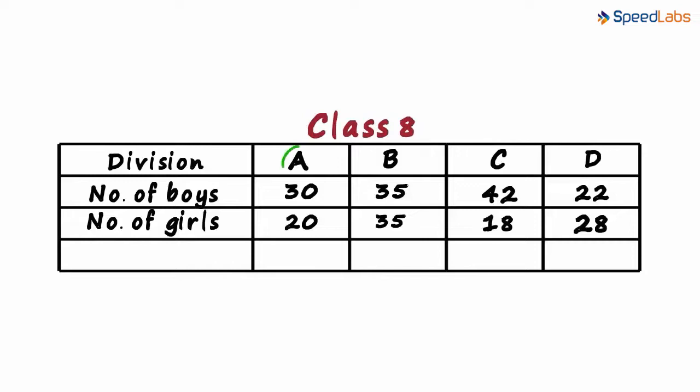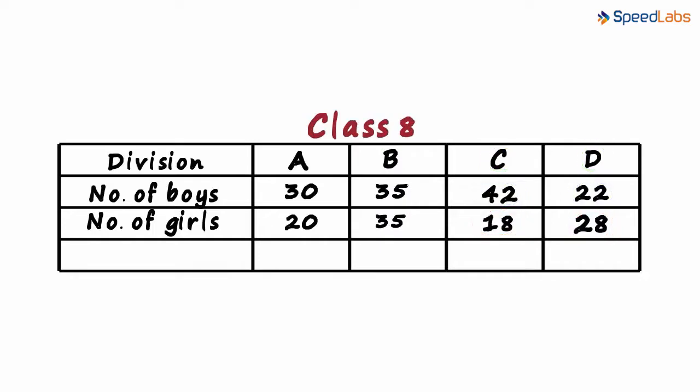We visited a particular school and looked at Class 8, which had 4 divisions: A, B, C and D. And we had to find the number of boys and girls in each division. This is the data we found: 30 boys and 20 girls in Division A, 35 boys and 35 girls in Division B, and the list goes on.